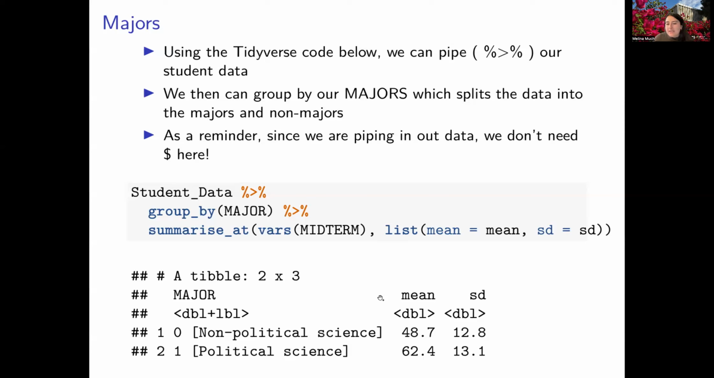You can find the mean and standard deviation without naming them, but we want to name them so we know what each of them is in the output. So when we run all of this code, which I'm going to give to you for you to run for yourself, you are going to be able to see that the mean for non-political science majors is 48.7, and the mean for political science majors was 62.